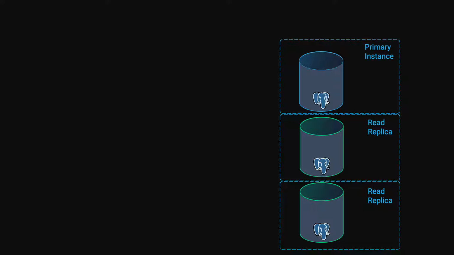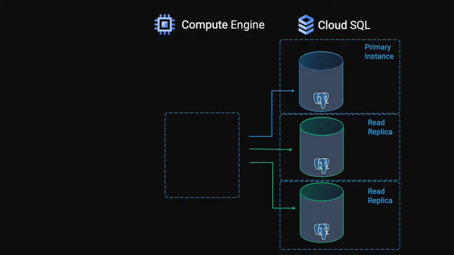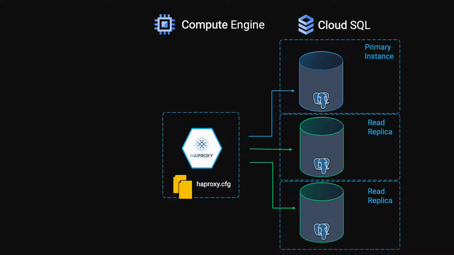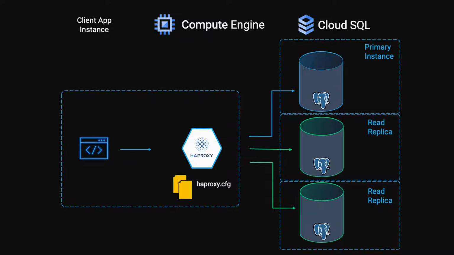For this recipe, we'll need a Cloud SQL database for Postgres with one or more read replicas, a Cloud Compute Engine instance to run the HAProxy balancer, a configuration file to describe the load distribution behavior. Additionally, some shell scripts can be added to facilitate automatic updates when read replicas are added or removed from the Cloud SQL instance. And, for simplicity, we'll run the client applications on the same machine as the HAProxy.